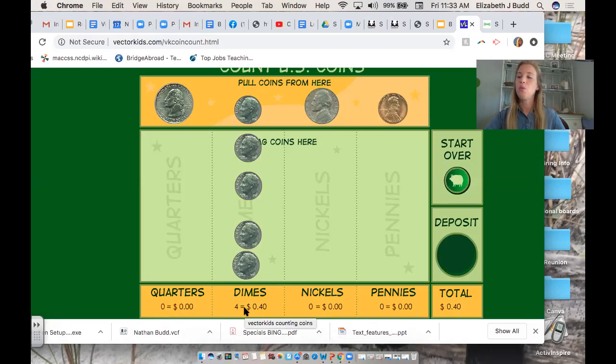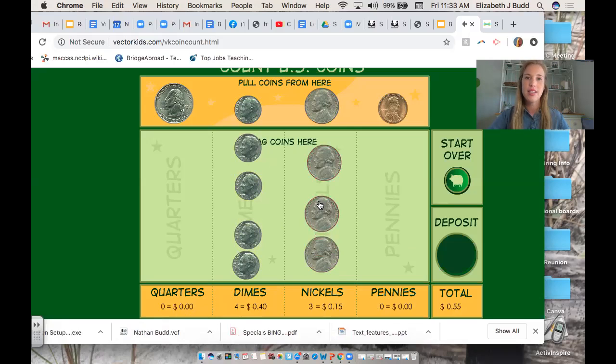We're not done though. We need to add 3 nickels. So 1, 2, 3 nickels. I'm gonna spread them out so I can see them nice and neatly. I notice that my nickels are worth 15 cents. Adding that to my 40 cents that I already had, we have a total of 55 cents so far. But we still have 1 penny to add. So let's go ahead and add our penny. When we add that last penny, I notice that we have 56 total cents for number 2.